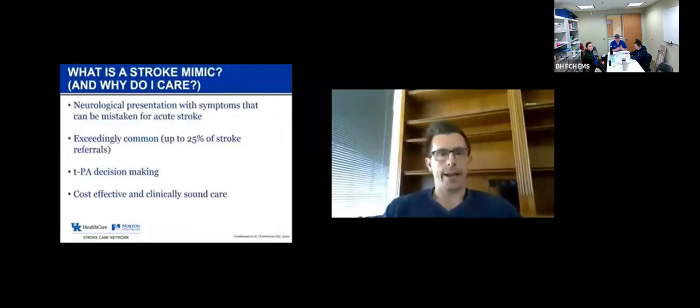So stroke mimic, again, a neurological presentation that looks a lot like a stroke, but is not. These things are exceedingly common. We see this almost daily on the stroke service. It has particularly important impacts on decision-making around IV TPA, and then also our ability to deliver care in a cost-effective and sound way for our patients, and ultimately improve outcomes, which is our goal.